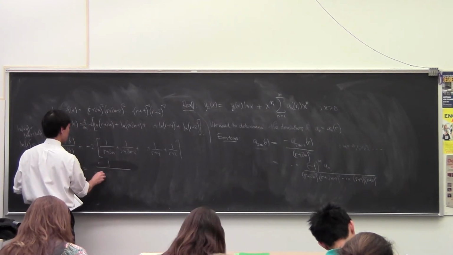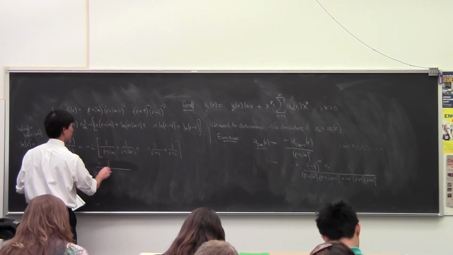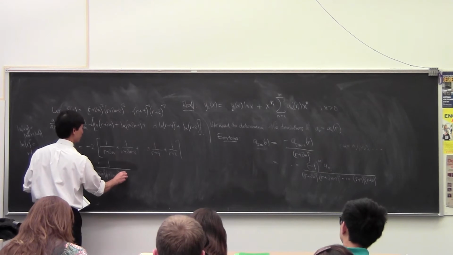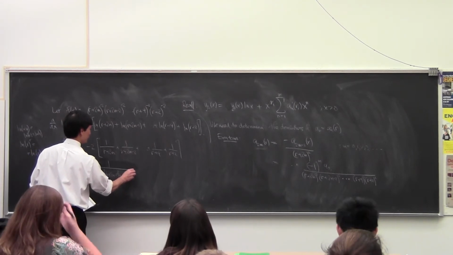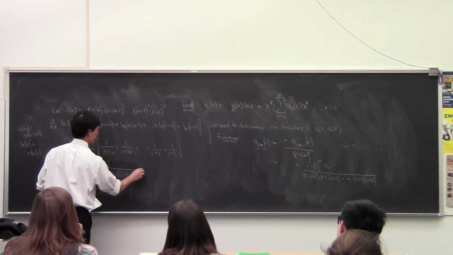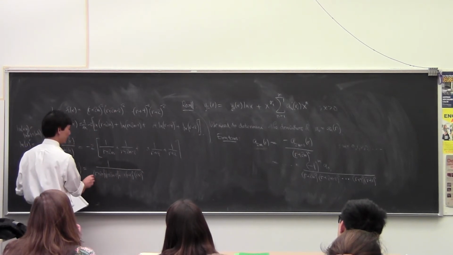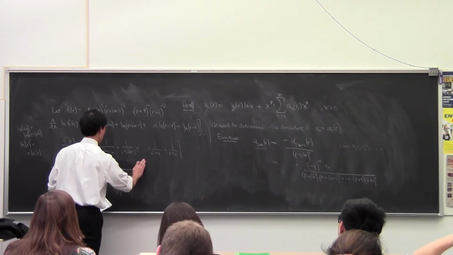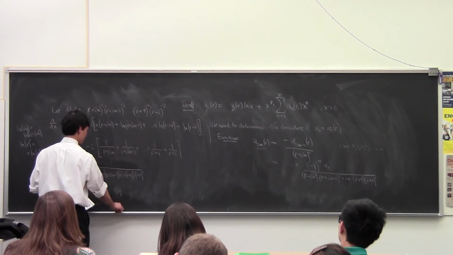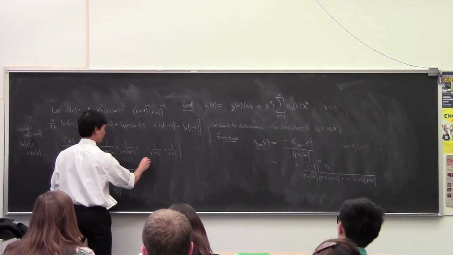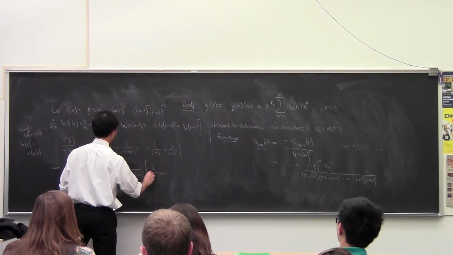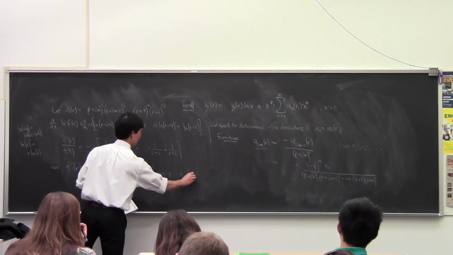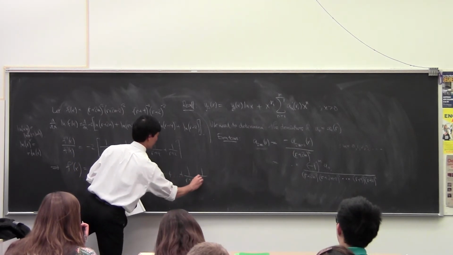You get f of x. This is our f of x, and then times this thing, minus 2 here, and then 1 over r plus 2m, plus, all the way down to 1 over r plus 4 plus 1 over r plus 2.